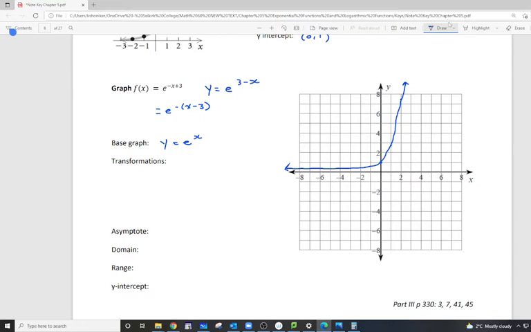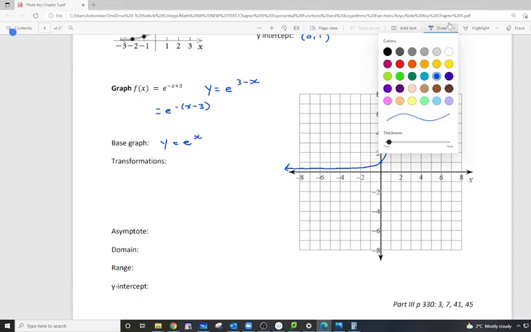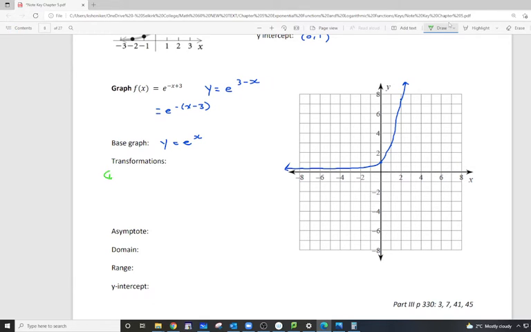Now, what about my transformations? This tells me that I'm going to, first off, reflect what values? The negative is with the x, so I'm going to reflect the x values over the y-axis. Maybe I do that first. And then the second thing I would do is take that and move it right 3. If you're the textbook, you'd go left 3 and then reflect it. I'm doing it in this order.